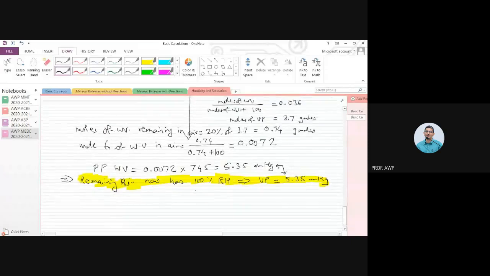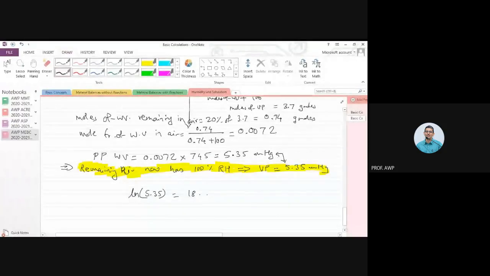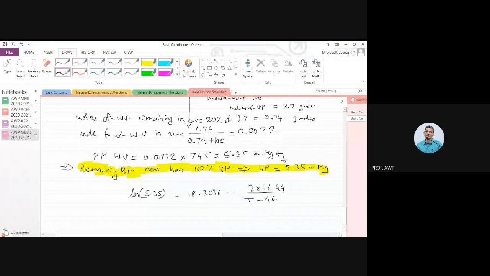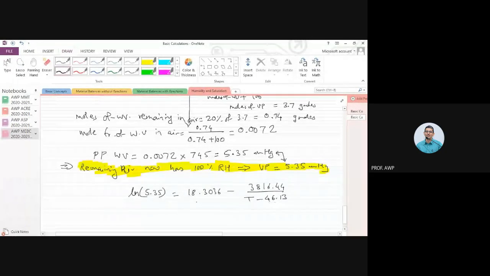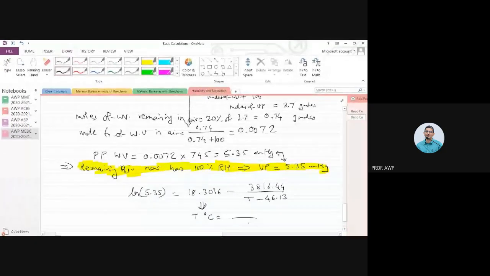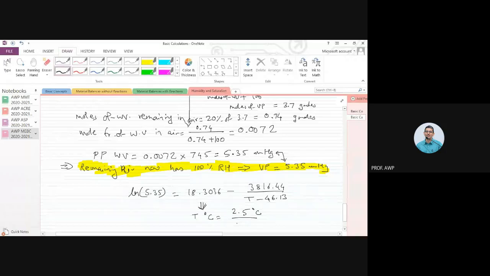So now we just use the Antoine equation. ln 5.35 is equal to 18.3036 minus 3816.44 divided by T minus 46.13. You will get the temperature in Kelvin. Solve this and convert to degrees centigrade. And what was your answer, Prajot? 2.51, so 2.5 degrees centigrade. Okay. Anybody has any doubts?